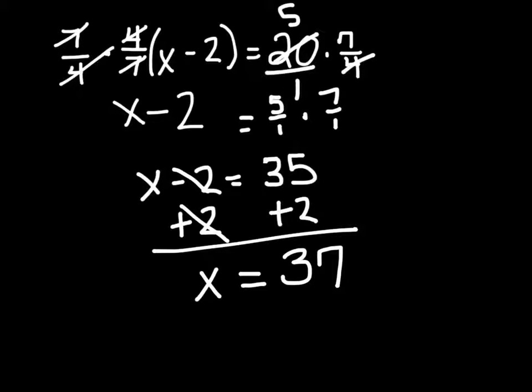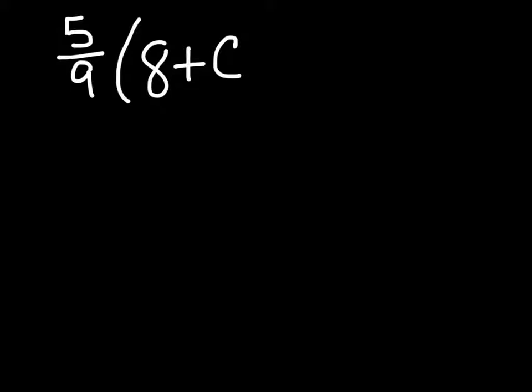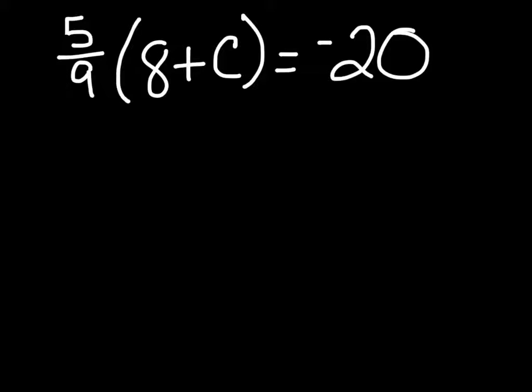Okay, so I'm going to give you another one, and I want you to try this one on your own. And then we, of course, will go over it. There we go. All right, so it is 5 over 9 times the quantity 8 plus c equals negative 20.